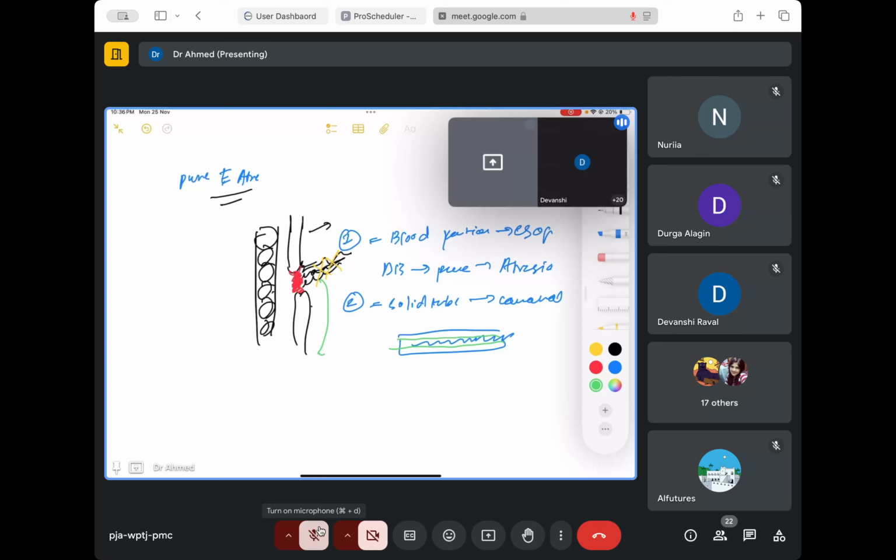Second reason of this pure esophageal atresia could be, for example, if the canalization does not take place here, it can also lead to pure esophageal atresia, right?